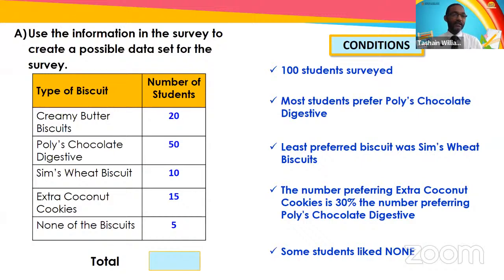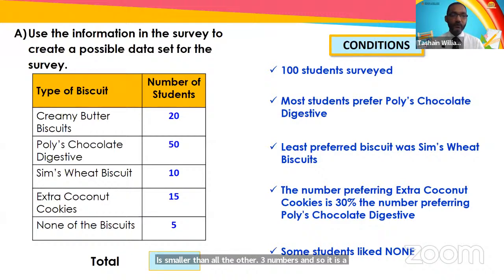But that doesn't mean that it is that number, even though it's the smallest number, it's not telling us that it is the least liked biscuit. So we have to bear that in mind. So we have to just compare the biscuits themselves and look at the numbers assigned to the biscuits, right? And when we look at the numbers, we are seeing that 10 is smaller than all the other three numbers, and so it is the least preferred biscuit.